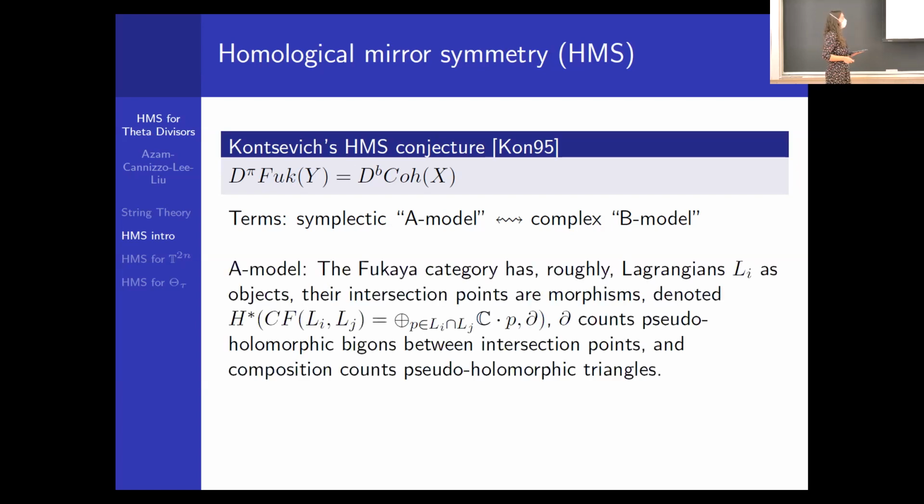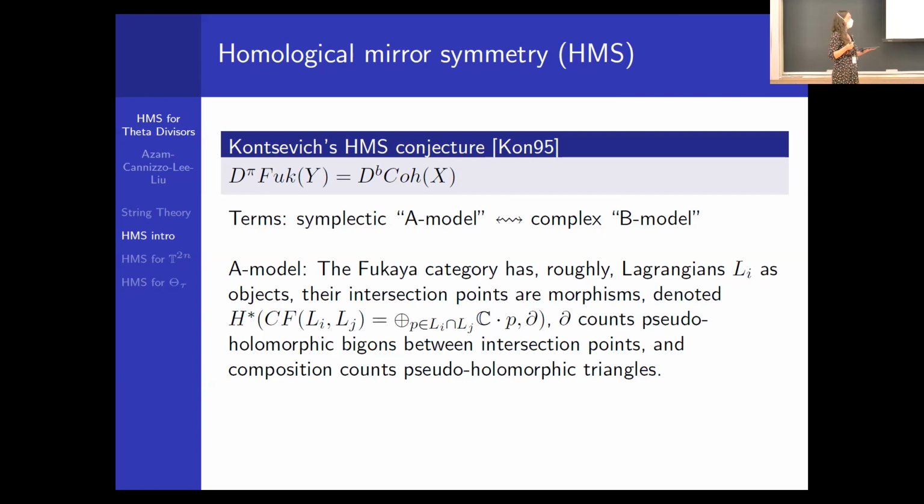So what is the A model? So in a category, you need objects, you need morphisms, and you need composition. And as long as the morphisms and composition satisfy associativity and you have an identity, that's a category. So the objects in the Fukaya category are half-dimensional submanifolds on which the symplectic form is 0. That's called a Lagrangian. You can think of Cn, the complex numbers, and then a Lagrangian is Rn, the real numbers inside of that.